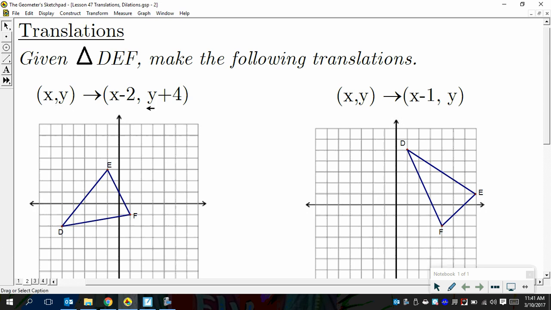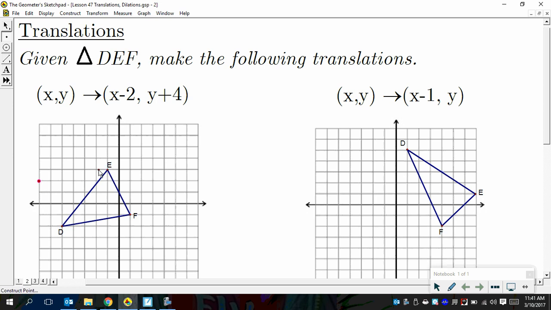And one way we'll see this is just like this. It means that we're going to take every x value and subtract 2, and we're going to take y values and add 4. So if we want to translate triangle DEF in this figure here on the left, we would start at one of the points, so I'll choose D, and I'll go to the left 2, minus 2 in the x direction, and up 4, 1, 2, 3, 4 in the y direction, and there's my new point.